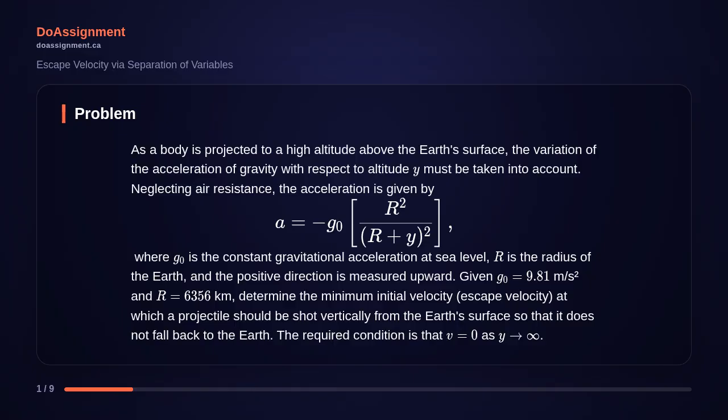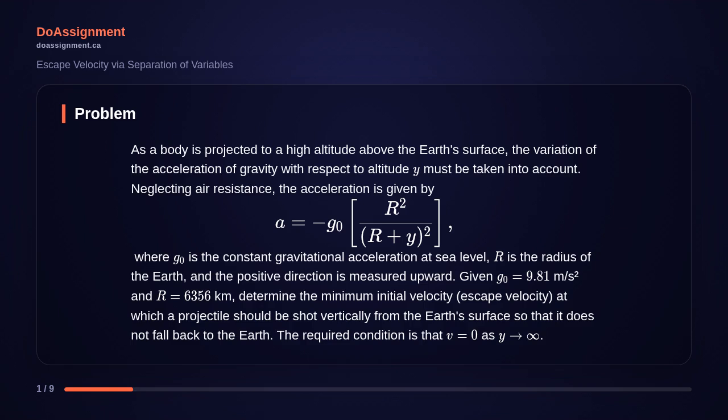As a body is projected to a high altitude above the Earth's surface, the variation of the acceleration of gravity with respect to altitude y must be taken into account. Neglecting air resistance, the acceleration is given by a equals negative g-naught times r squared over the quantity r plus y, all squared. Here, g-naught is the constant gravitational acceleration at sea level, r is the radius of the Earth, and the positive direction is measured upward.